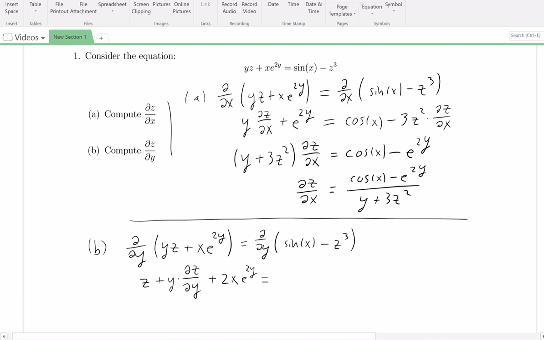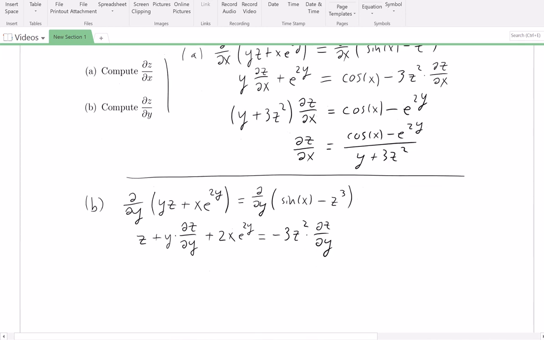Well, this first term on the right, sine of x, doesn't depend on y at all, so the derivative is 0 there. Again, x is a constant, so sine of x is a constant. And we have to use the chain rule for the second term. We get minus 3z squared times the derivative of z.